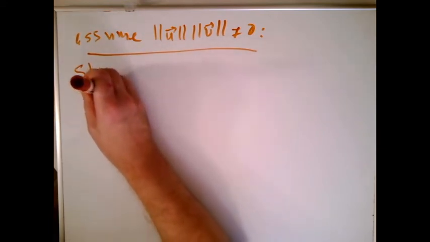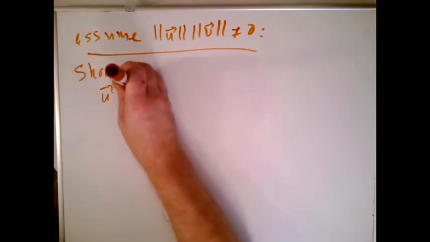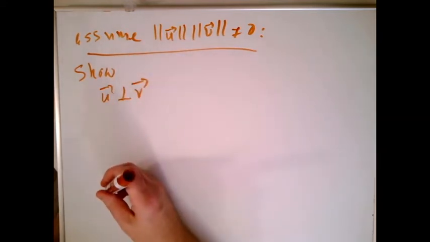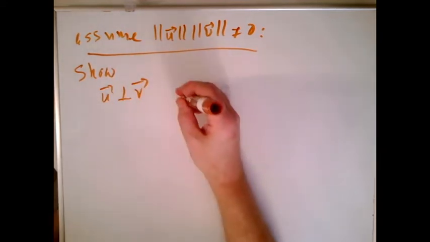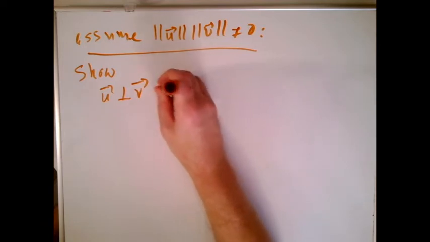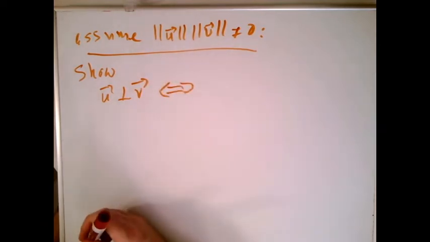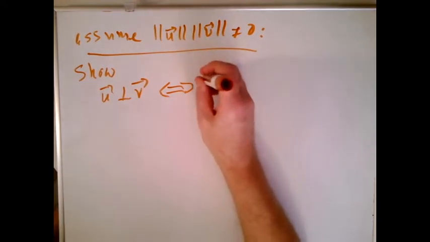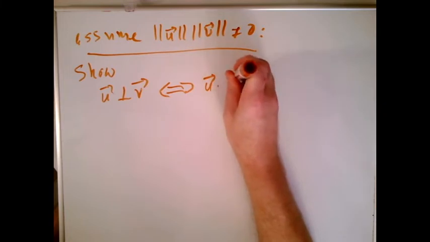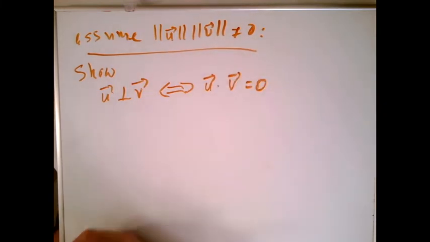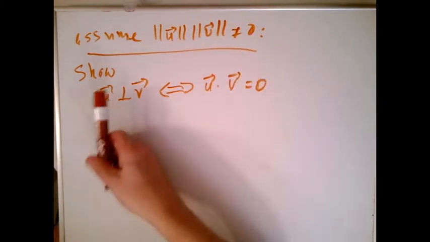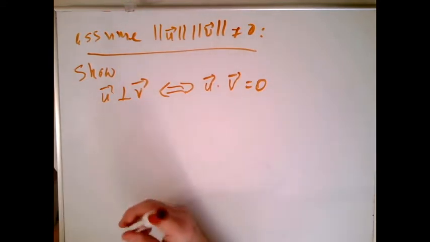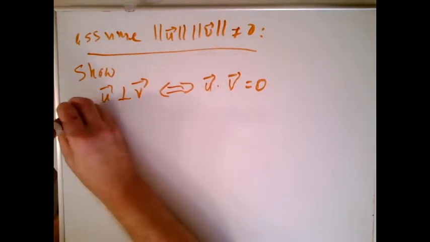that u is perpendicular to v, and it says if and only if. Now, if and only if has a symbol in mathematics. It's just an arrow with double bars going both ways. So this is going to say u is perpendicular to v if and only if u dot v equals the 0 number. And what I'm going to do is just start on the left-hand side and try to work my way over to the right-hand side with reasoning that goes both ways.